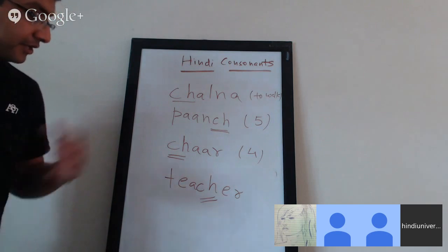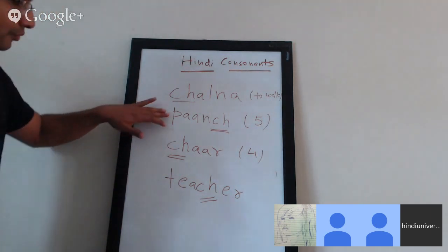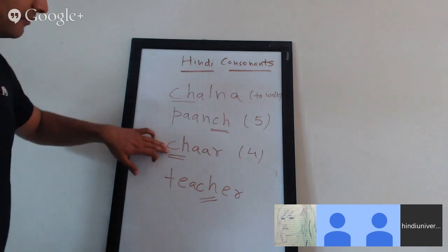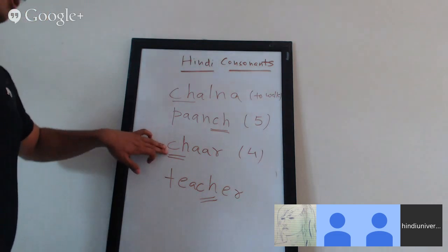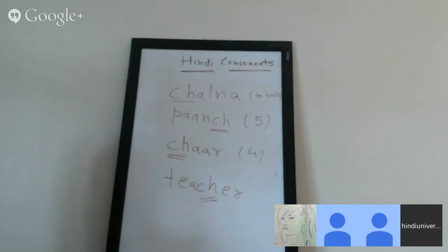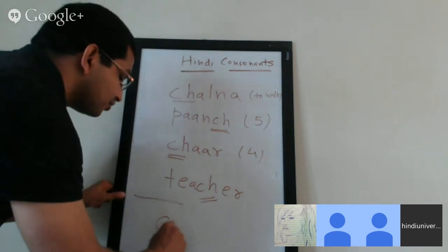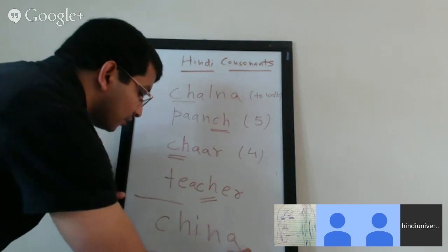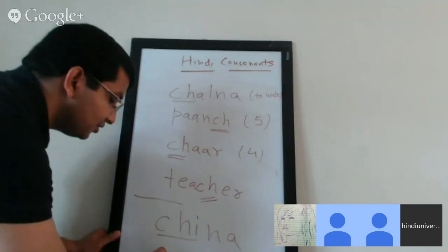There are some variations also. So if you focus here, chha is a variation of the ch sound. Okay, so r is also coming here. As you can see, the consonant has the sound of the vowel r. Similarly, another variation I have is China. So even in China, it's basically ch.